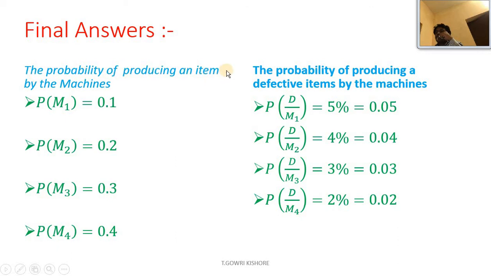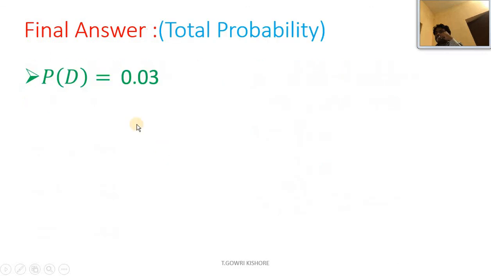These are the final answers. The probability of producing an item by the machines. So this is the probability of producing a defective item by the machines. And the final answer, that is the total probability of getting a defective item from the machines, is equal to 0.03.